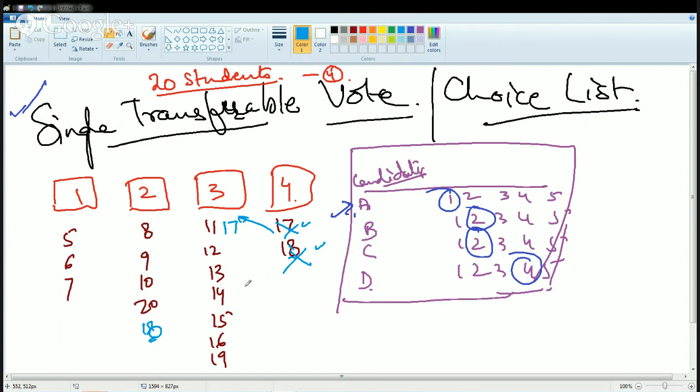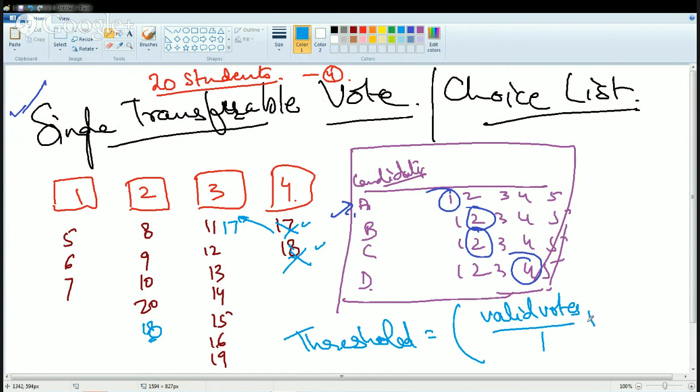Now, there is a threshold. Threshold is the minimum probability that a person will win. So what is the threshold here? The threshold here is valid votes divided by 1 plus the total number of seats, and I'll add one more vote to it. So that is the minimum threshold that has to be achieved for this purpose. Okay. So this is the final method of understanding the concept of proportional representation.